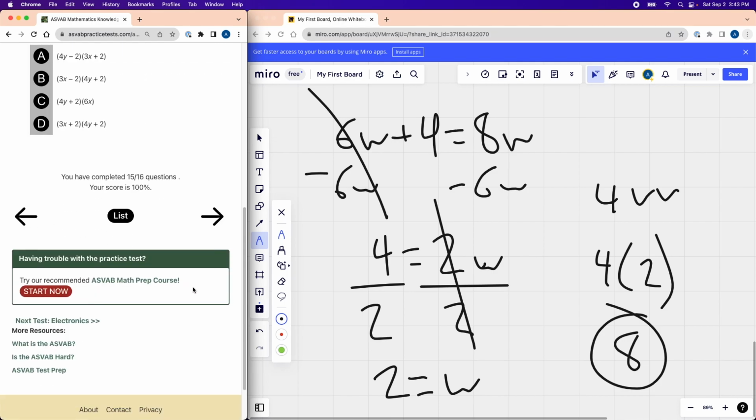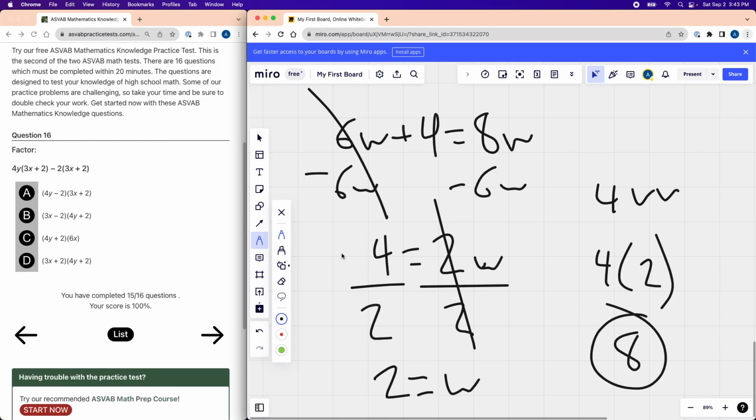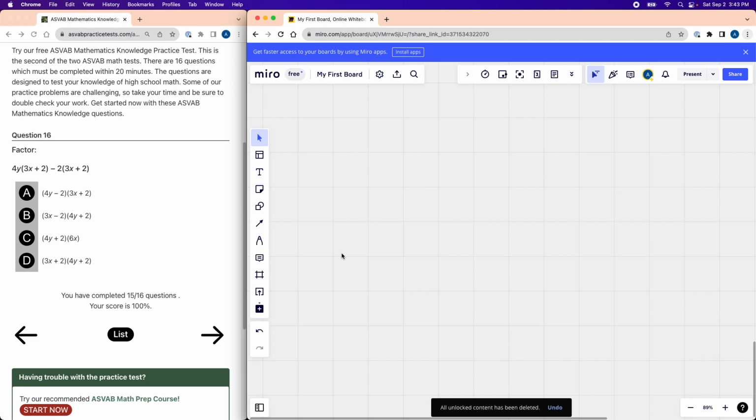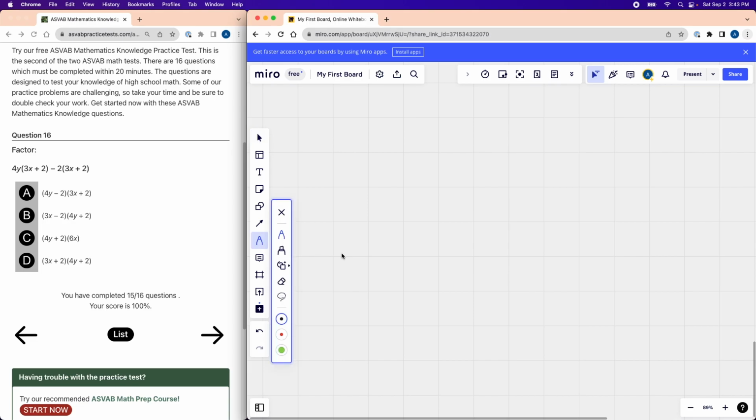All right, so let's move on to the next one here. And this one says to factor 4y times 3x plus 2 minus 2 times 3x plus 2. So press pause and see if you can get this one on your own. All right, so again, hopefully you attempted that one here. Let's just go ahead and try this out together.